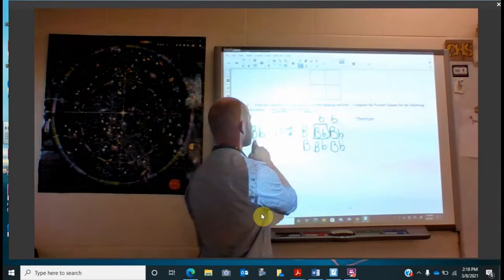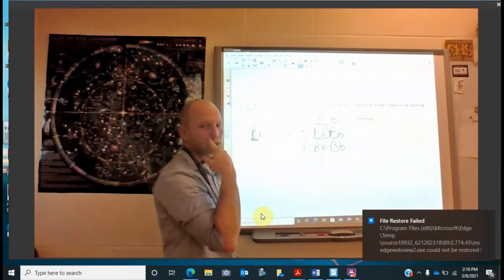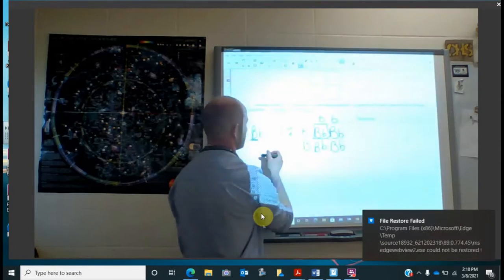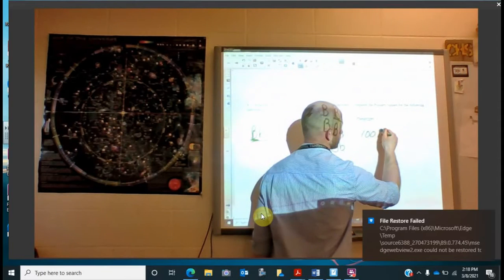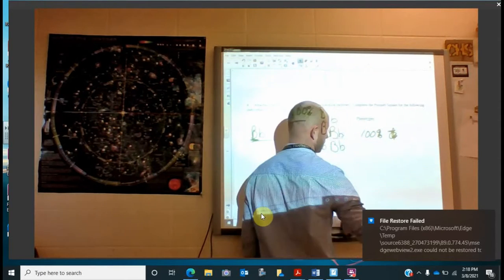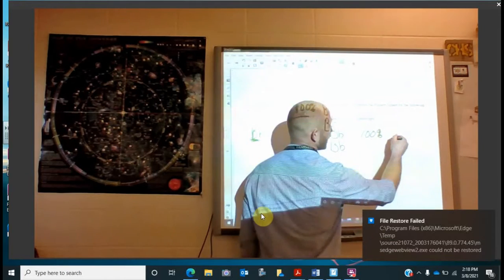And then our phenotype. So again, we have this dominant allele, and so it will show the dominant trait. So what's our dominant trait here? Attached earlobes are dominant. Okay, so that must mean that 100% have attached earlobes.